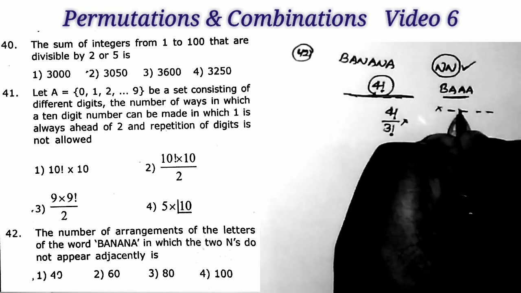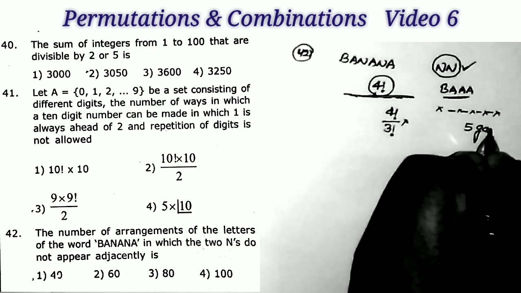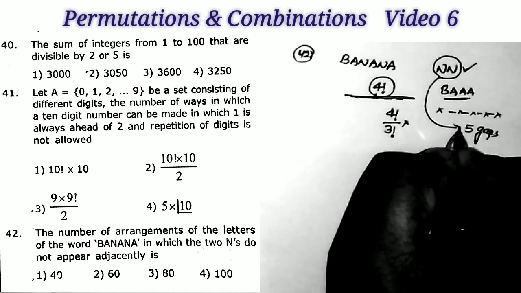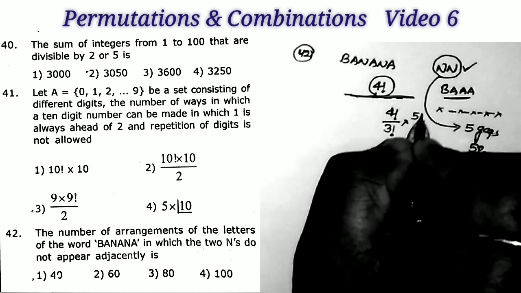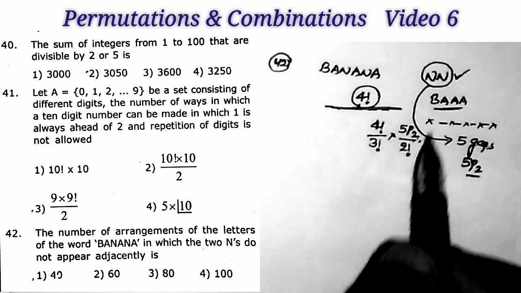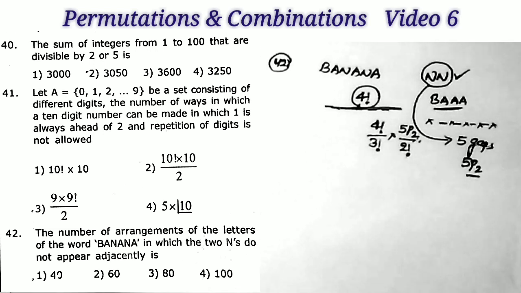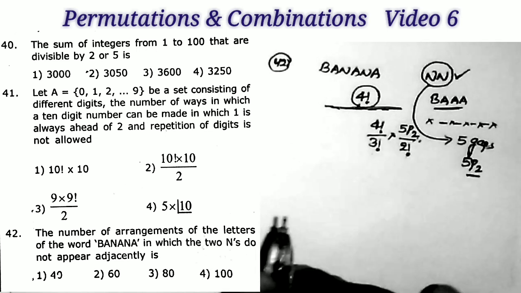Now what are the gaps here? 1, 2, 3, 4, 5. In these 5 gaps we have to arrange the remaining 2 N's. That can be done in 5P2. Understand? That is, that can be done in 5P2 by 2 factorial, since N is repeated twice, that is, we take 2 factorial. Therefore, the answer is 4 factorial by 3 factorial into 5P2 by 2 factorial.